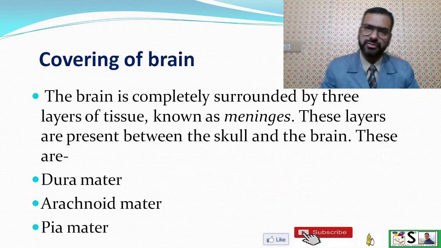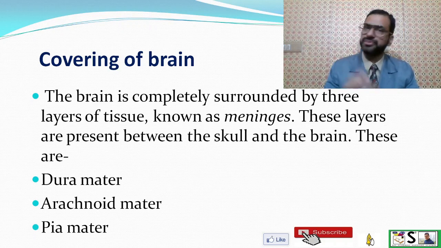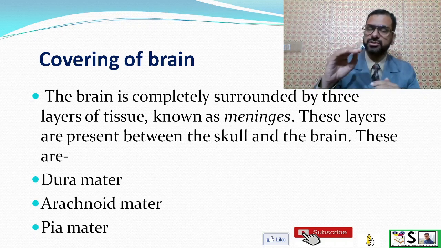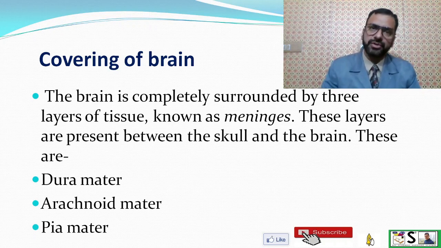First of all, covering of the brain. Our brain is completely surrounded by a membrane, and that membrane is of three layers. This is known as meninges. These layers are found between the brain and the skull. These three layers are dura mater, arachnoid mater, and pia mater.